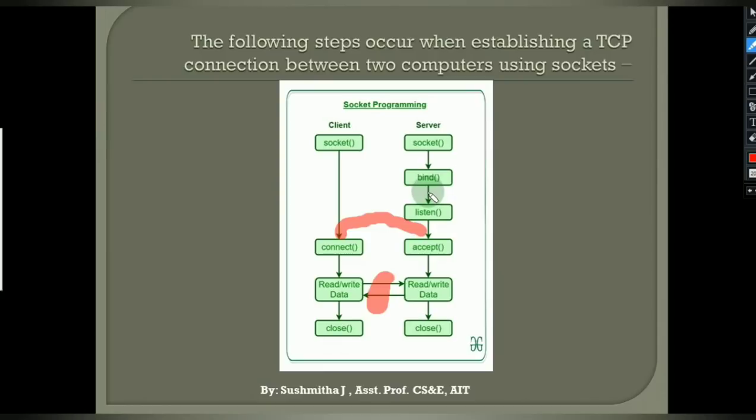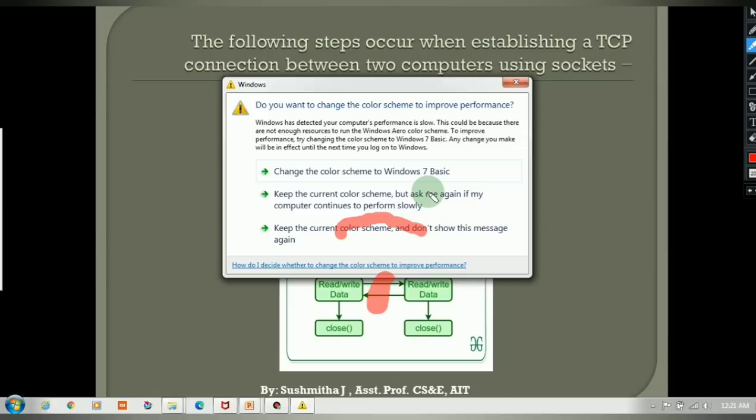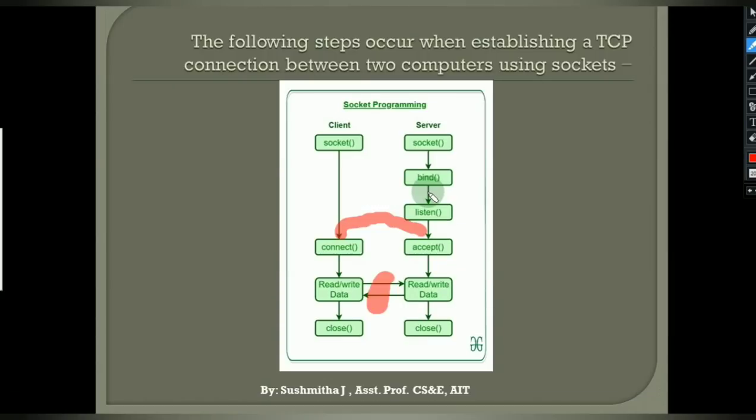So this is the process that happens between the client and the server. Both of them establish a socket, then the server binds the port number with the socket. It runs a listen, where it is waiting for the client to send a request, and once the client sends a request, it is accepted and the connection is established between the client and the server. Finally, it closes the connection.